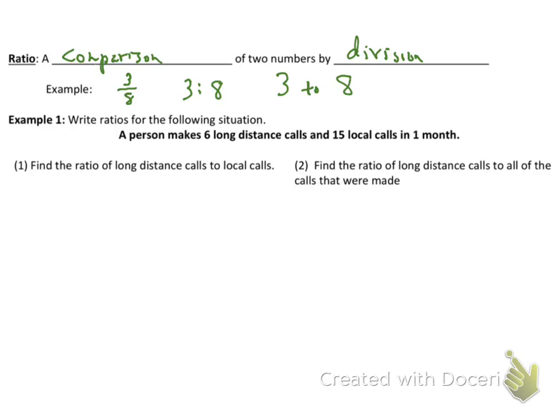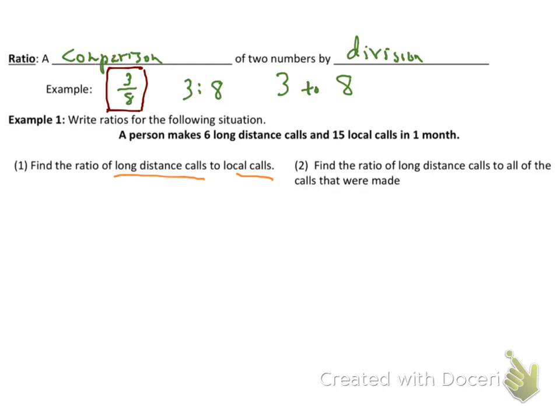But most likely in the math world, we will be writing our ratios like a fraction because we're comparing 3 and 8 through division. So write a ratio involving the following situation. A person makes 6 long-distance calls and 15 local calls in 1 month. So find the ratio of long-distance calls to local calls.